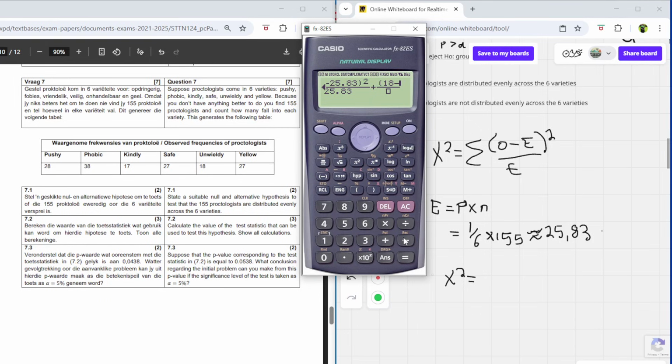18 minus 25.83 squared over 25.83. Press equal here and add the last one to avoid running out of space. So it's going to be 27 again. 27 minus 25.83 squared over 25.83, and the answer is 11.414.